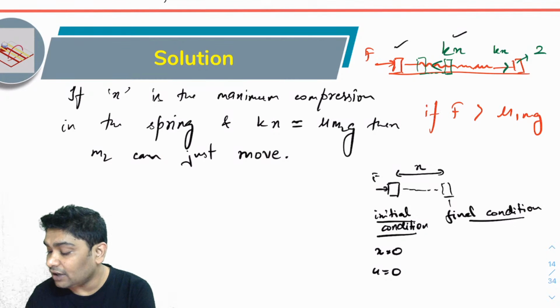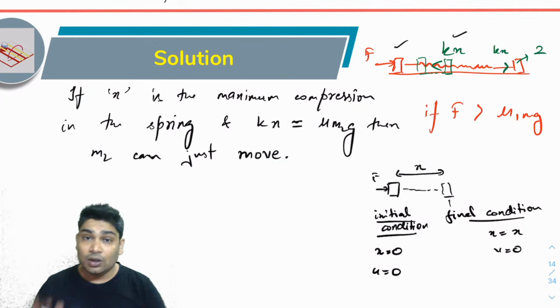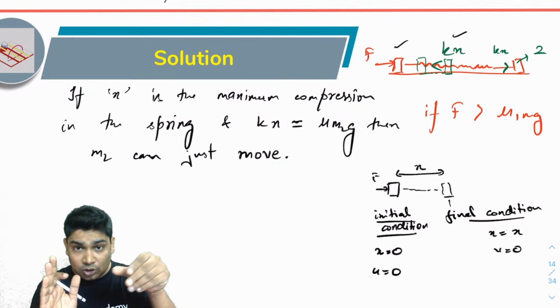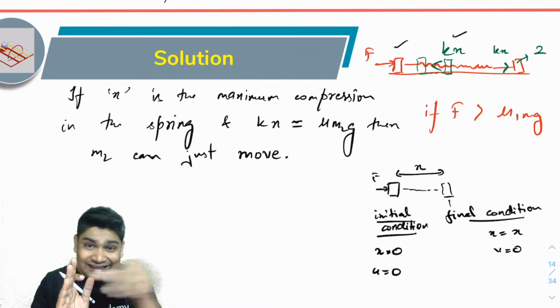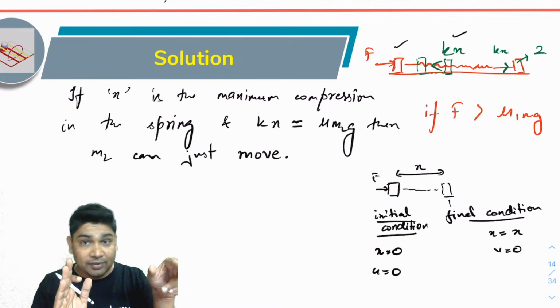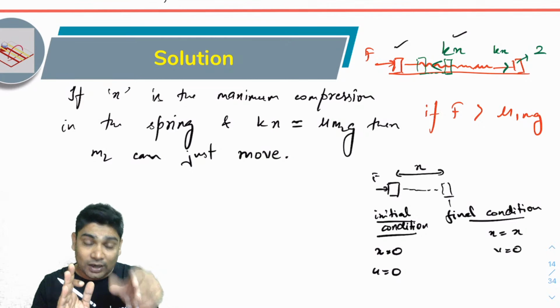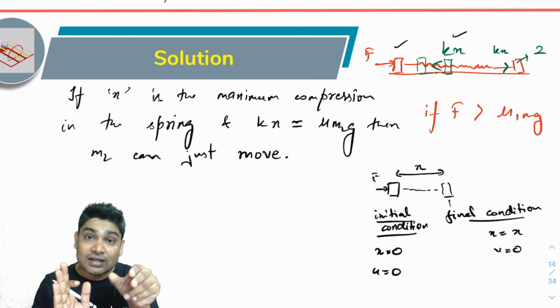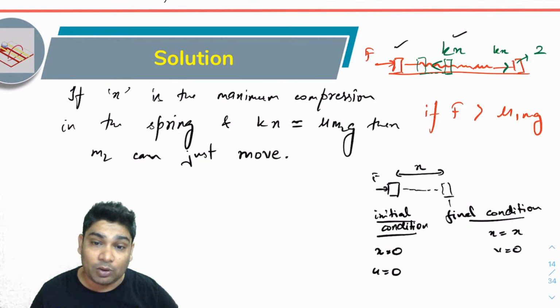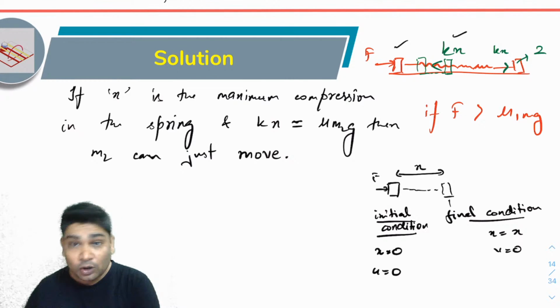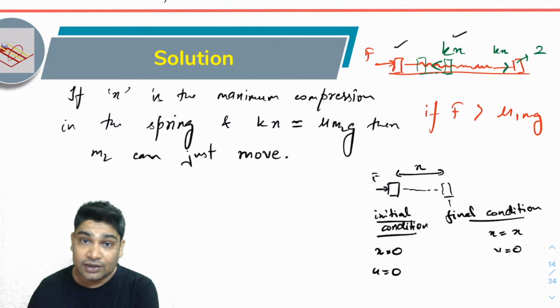In the final condition, x equals x and v again would be 0. Why? It would move, slow down and then come to rest, and then it will start going back. So before it starts to go back, it will momentarily come to rest, and that is where the spring will be compressed by a maximum amount, right? So I know this. So now let's apply the work energy theorem.